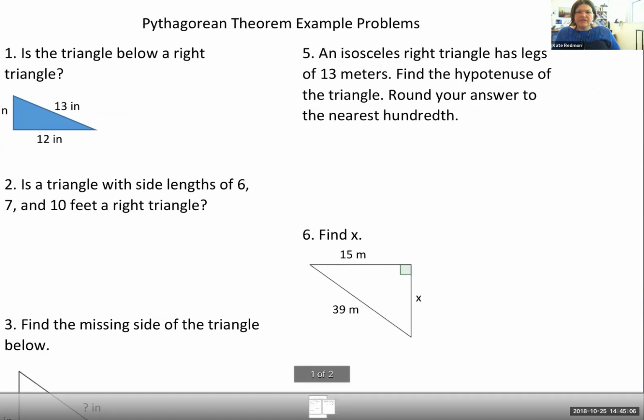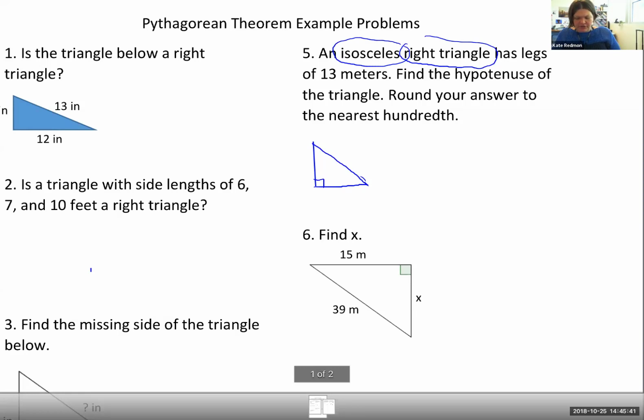So number 5 says an isosceles right triangle has legs of 13 meters. Find the hypotenuse of the triangle. Round your answer to the nearest hundredth. So there's a lot of language going on here that they're going to assume you know. But first of all, we have been told it's a right triangle. So let's go ahead and draw ourselves a right triangle. Now, they tell us something about this right triangle. They tell us that it's an isosceles. That's just a straight up vocab word that you either know or don't.